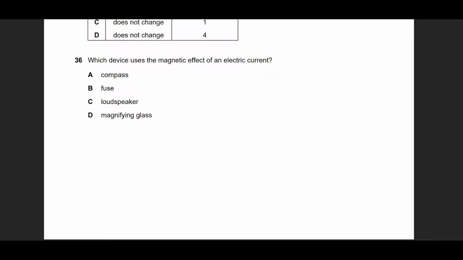36. Magnetic effect of an electric current. So do compasses use that? No, compasses are magnets themselves. Or a fuse? No, it relies on the fact that the current will be too high and it will melt and protect the circuit. Loudspeakers, looks like it. Magnifying glass, not at all. So loudspeakers, yes, they use the magnetic effect of current.